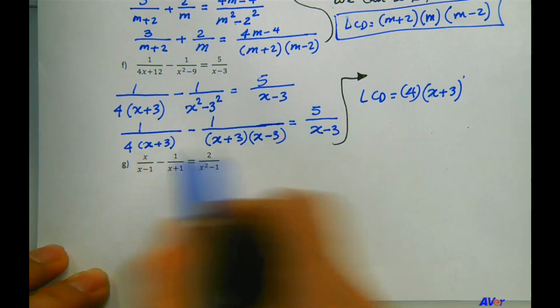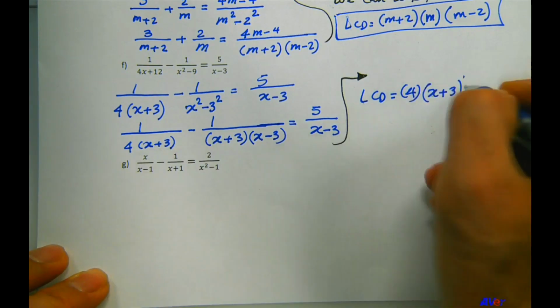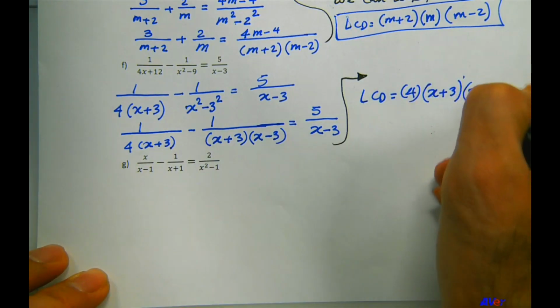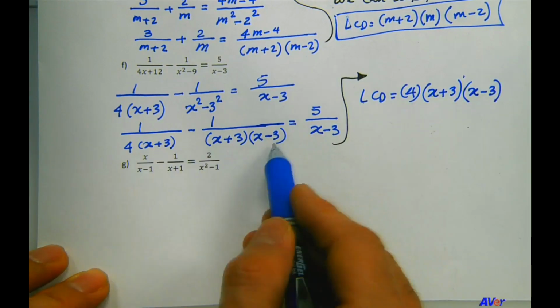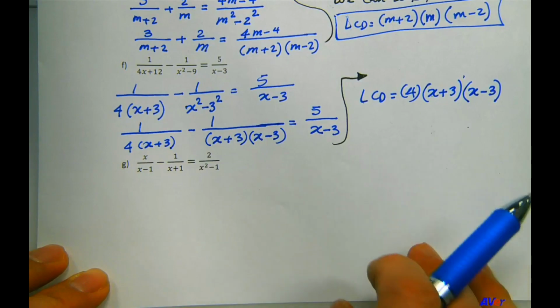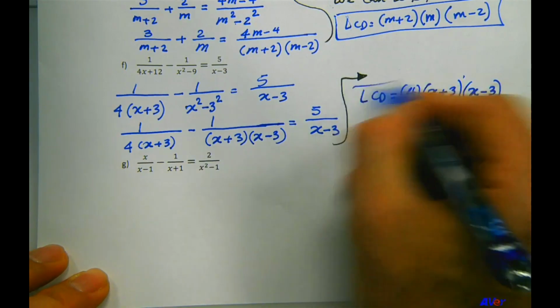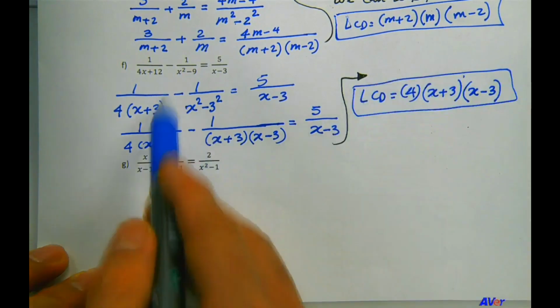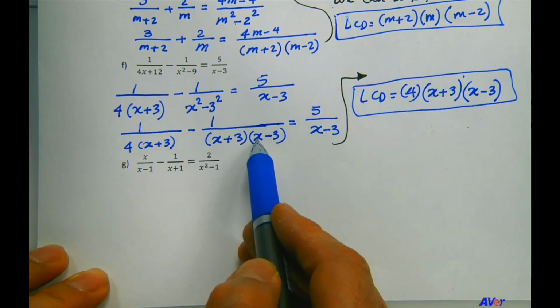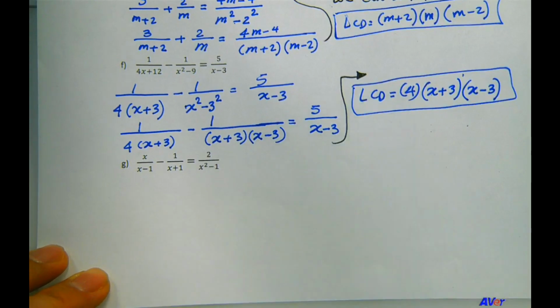Now, what's the next factor? x minus 3. That should be in the LCD too. Is there anything else? Is there any other factor we should include in the LCD? No. So the LCD is that. So do you see why you should factorize the denominator before you look for the LCD.